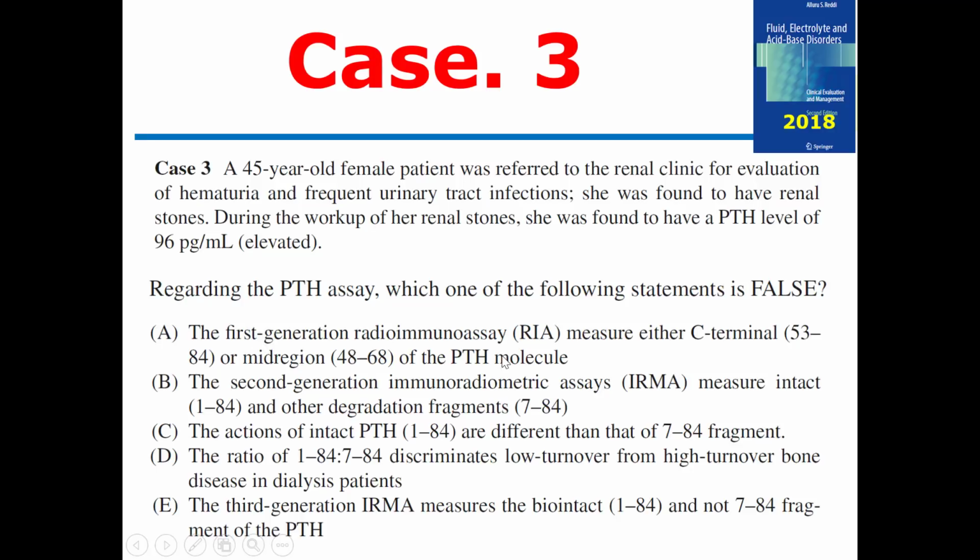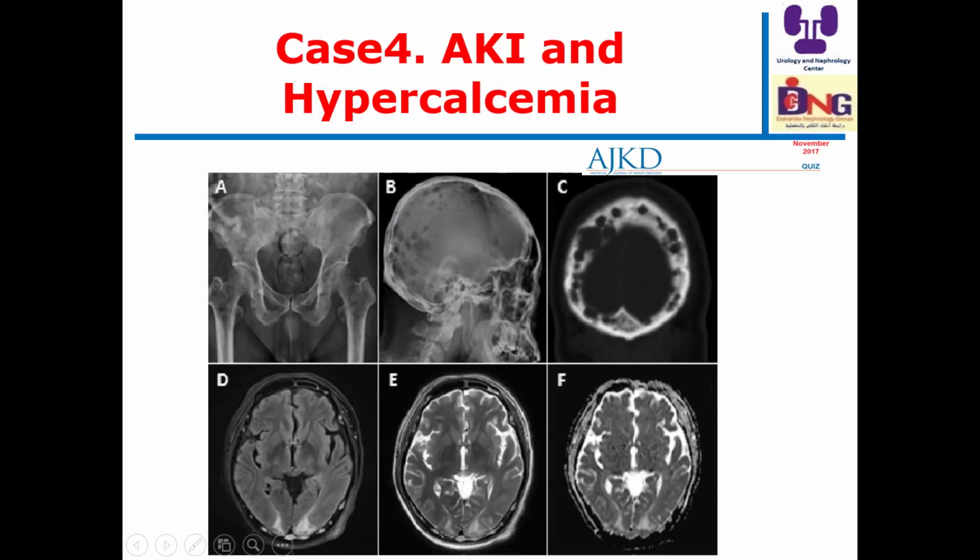So first generation, yes, it measures C-terminal and mid-region. Second generation, yes, it measures intact and C 7 to 84. The action of intact PTH is stimulatory to the bone, and this is inhibitory, yes. And the third generation measures biointact alone, yes. So this is a debatable action. So the false statement is number 4. The ratio doesn't discriminate low from high turnover. It is a debated issue.